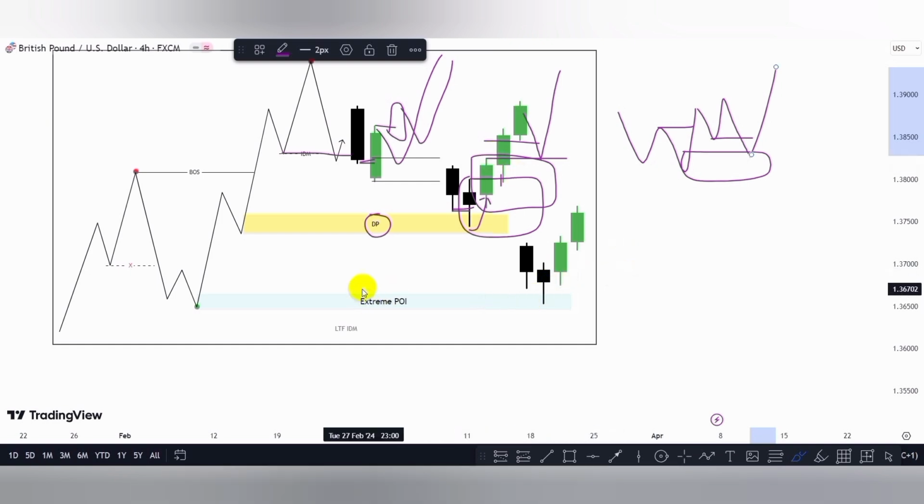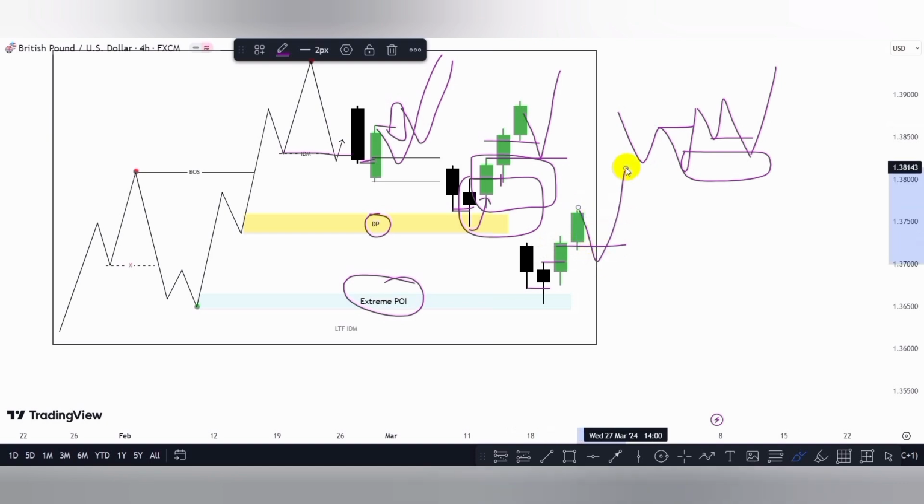You also have when price returns to the extreme POI, price raids the low of this candle, mitigates the extreme POI, and price sweeps this high. In the lower time frame, you're going to see a change in market character, and then you can see price creates inefficiency. We're expecting the return to fill this and then price push further to the upside.